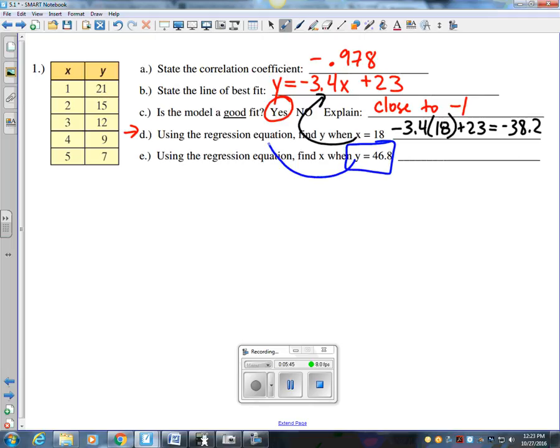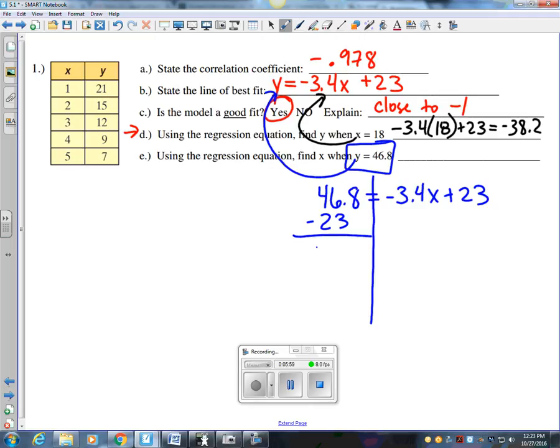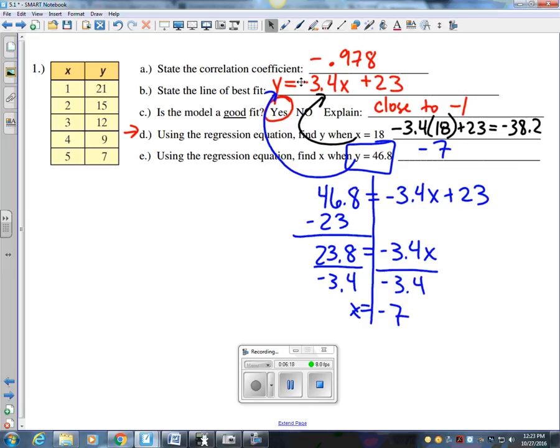For this next one, using the regression equation, find x when y equals 46.8. This one we're plugging in for y. So 46.8 equals -3.4x plus 23. This one actually has to be solved. Draw your line, subtract 23, which gives you 23.8. Then you divide by -3.4 on both sides, and you get x to be -7. That is your answer. Once again, pause this video if you need more time to write.